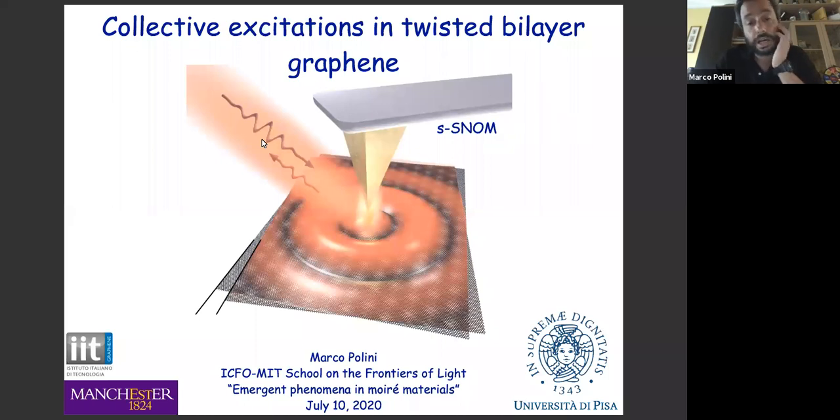But I'm going to give you a broad introduction on how this tool was used in the past, let's say 10 years or so, to study two-dimensional materials, in particular simple, basic graphene, and then I will talk about new results coming out from the ICFO lab and the theory collaborators.